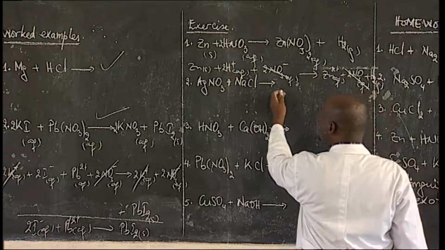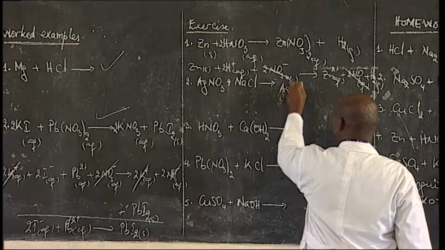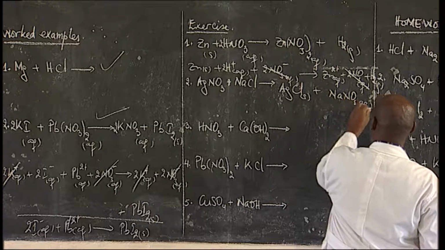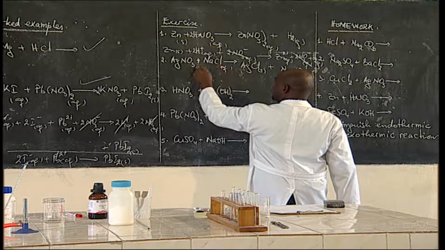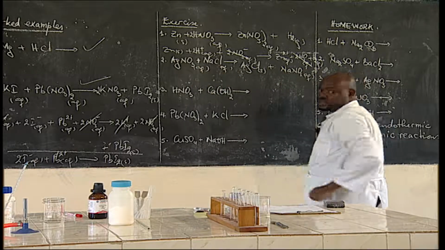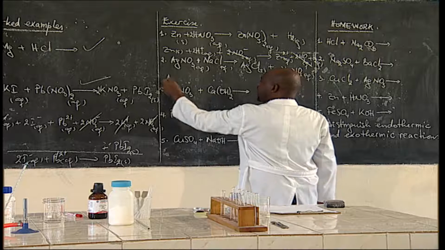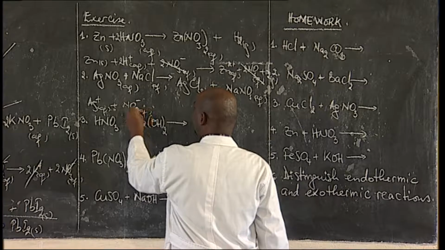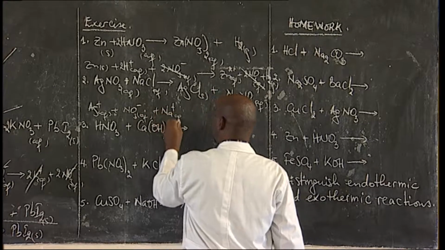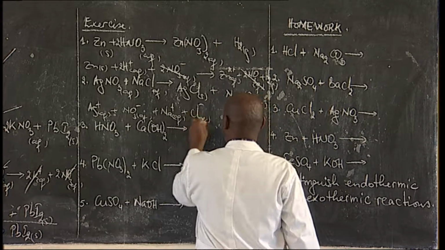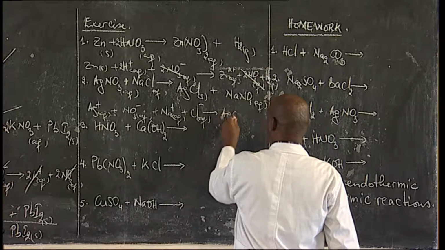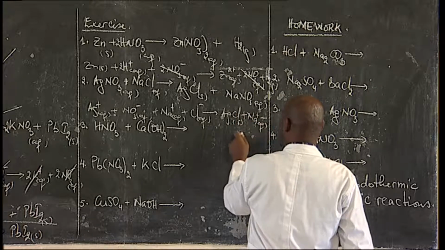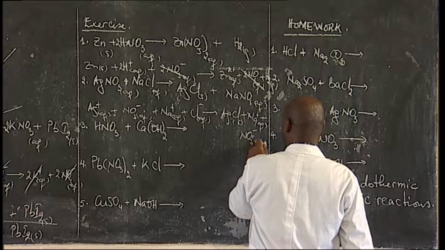What happens with silver nitrate and sodium chloride? We have silver chloride, which is solid, and sodium nitrate, which is aqueous. This is aqueous and aqueous because both our substances are soluble in water. So we have silver positive plus the nitrate ion plus sodium positive, the chloride ion, to produce silver chloride, which is solid, sodium ion, and the nitrate ion.